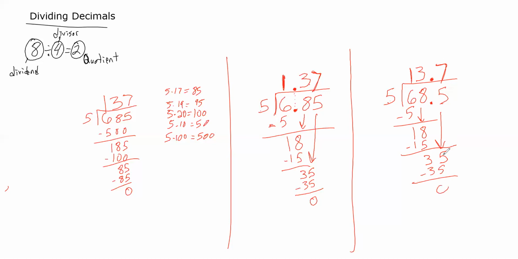So hopefully you see that there's a pattern when we work a problem out this way. So we have 685 divided by 5 gave me 137. 6.85 divided by 5 gave me 1.37. And then 68.5 divided by 5 gave me 13.7. So think about that pattern as we work on this problem.